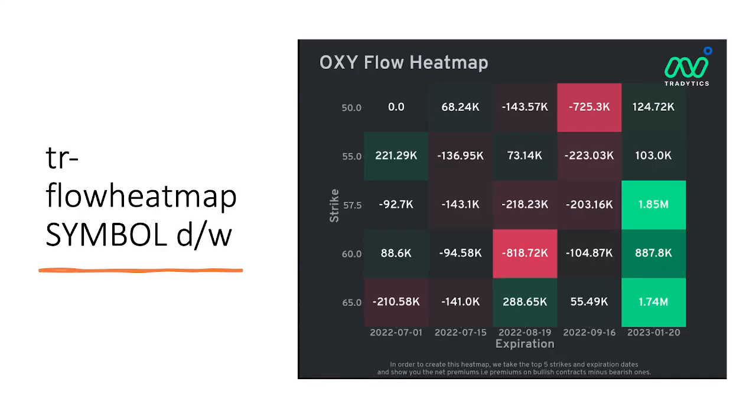Another thing I like doing is looking at the heat maps through TR Flow heat map. Again, this is on the website, with the options dashboard, you can look at it there. You can say, show me the heat map for the day, or the heat map for the past 5 days, for the past week. In order to create this heat map, we take the top 5 strikes and expiration dates and show you the net premiums on bullish contracts minus bearish ones. So we can get an idea of all the net premiums.